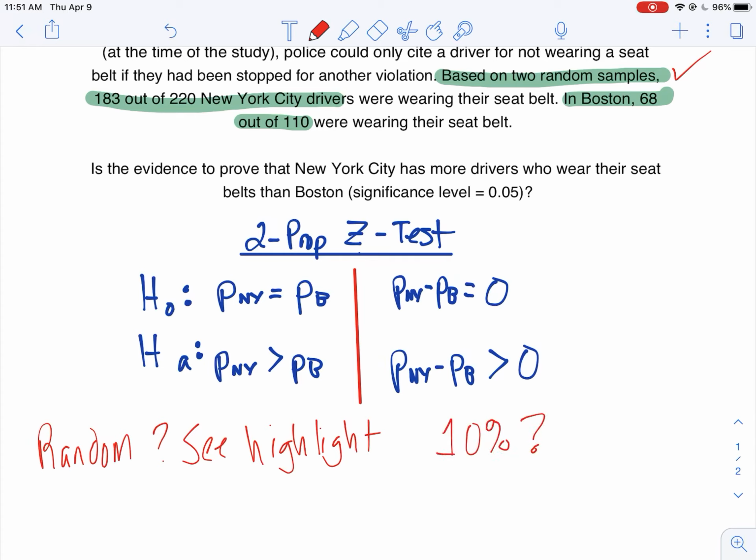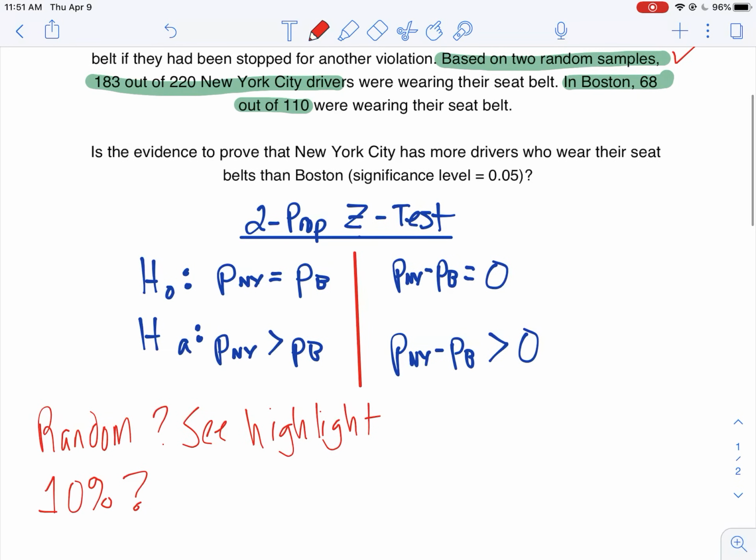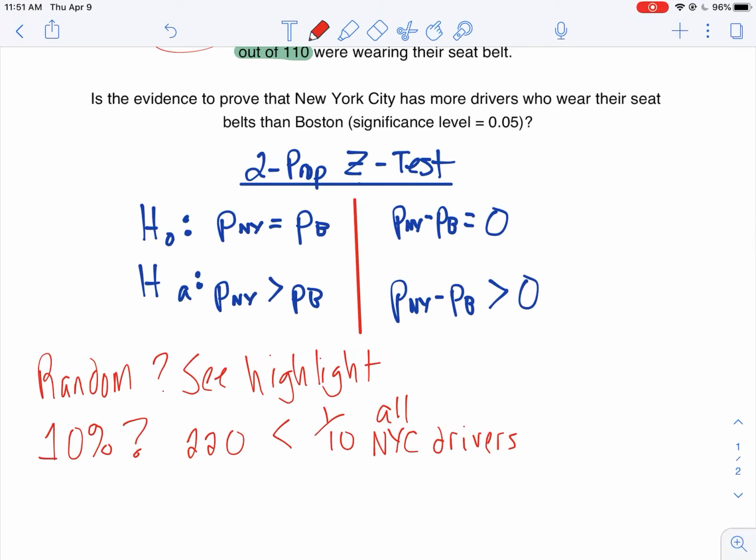Next, 10% condition. You got to do it for both. One thing I've been noticing is some people have been trying to combine the two. You don't combine them. These are 2 separate populations. You can't do that. What I can do, however, is look at New York. We have 220. I think it's safe to say that 220 drivers is less than 10% of all New York City drivers. Going out on a limb here, but I think we're okay doing that. Now for Boston, we had 110 out of our total here. I think it's safe to say that 110 is less than 10% of all Boston drivers.